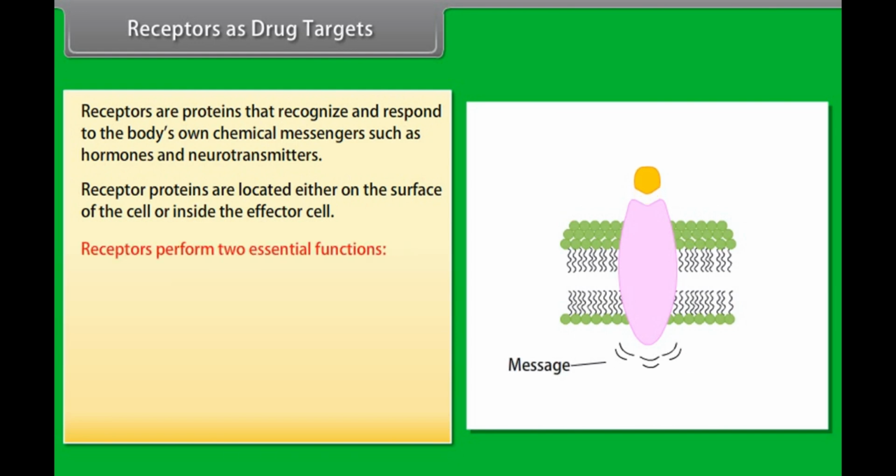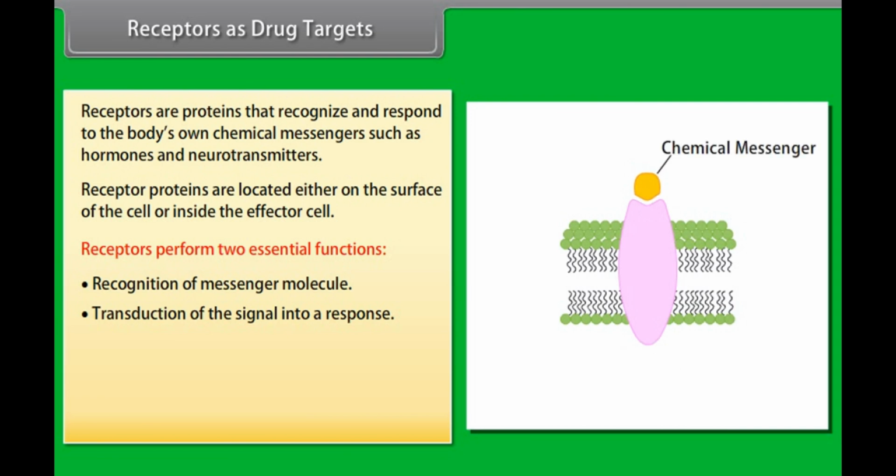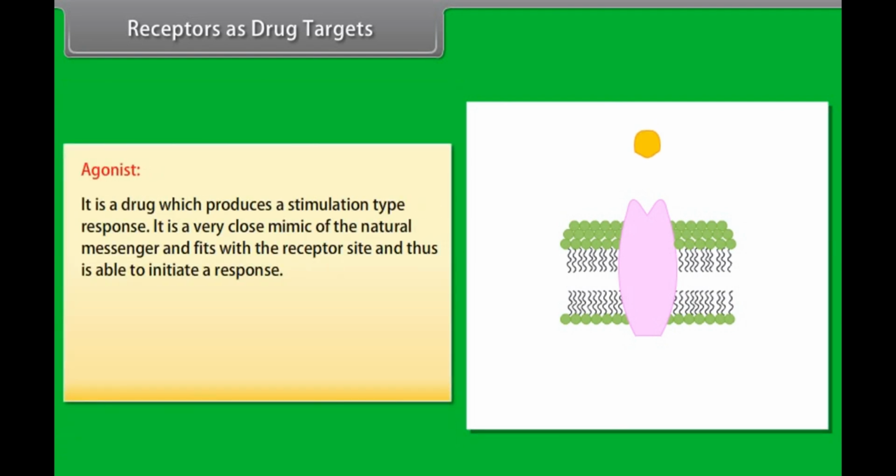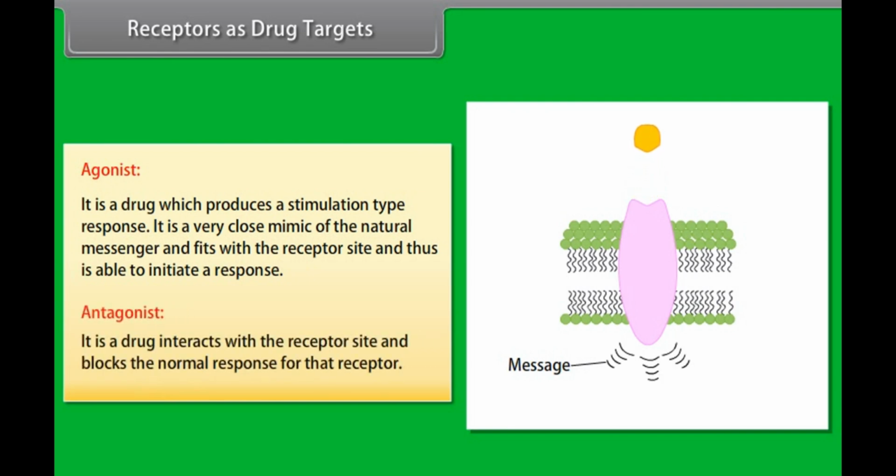Thus, receptors perform two essential functions: recognition of messenger molecule, transduction of the signal into a response. There are a large number of different receptors in the body that interact with different chemical messengers. These receptors show selectivity for one chemical messenger over the other. An agonist is a drug which produces a stimulation-type response. It is a very close mimic of the natural messenger and fits with a receptor site and thus is able to initiate a response. An antagonist drug interacts with the receptor site and blocks the normal response for that receptor.